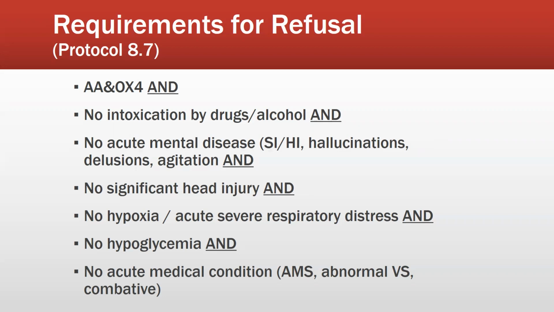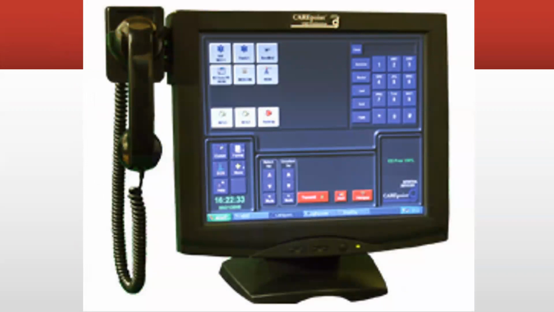Next, the patient can't have any signs of significant head injury. Next is no hypoxia or acute respiratory distress or no hypoglycemia. Those are all kind of obvious. The last one, no acute medical conditions, can be complicated as many times we can't tell if there's an acute medical condition in the field. If the patient has altered mental status or is combative, assuming the scene is safe, then they should all be transported to the emergency department. The more complicated one is abnormal vital signs, but that should prompt a call to medical command. Which kind of brings me to the next point.